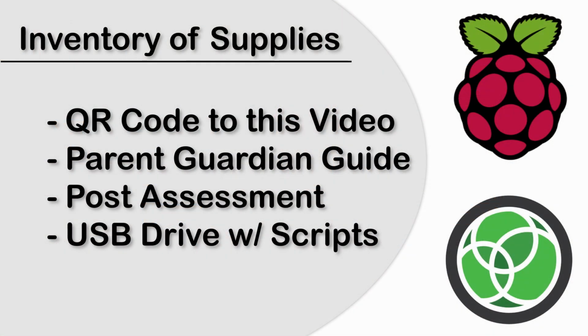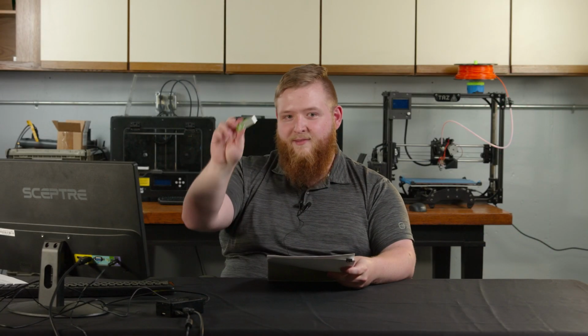Today we're going to be talking about computer programming with Python. Before we get started, let's go over what we need for this week. In the mail, you should have received a QR code to watch this video, a parent or guardian guide, a post assessment, and a USB drive with all the files you'll need. You'll also need your CanaKit, your monitor, your keyboard and mouse setup.